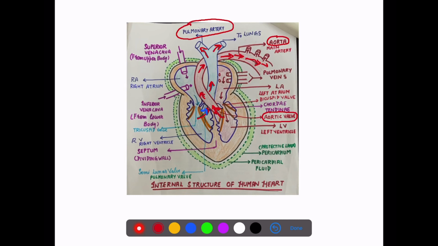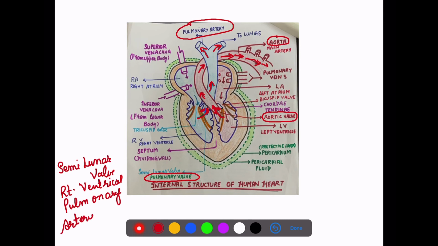These all are semilunar valves, okay? And here the valve between your ventricle and pulmonary artery is known as your pulmonary valve. So two semilunar valves we have. One is between the ventricle, which ventricle? Right ventricle, and between that is your pulmonary artery. So in the pulmonary artery, which valve is here? To prevent backward flow, this is known as the pulmonary valve.